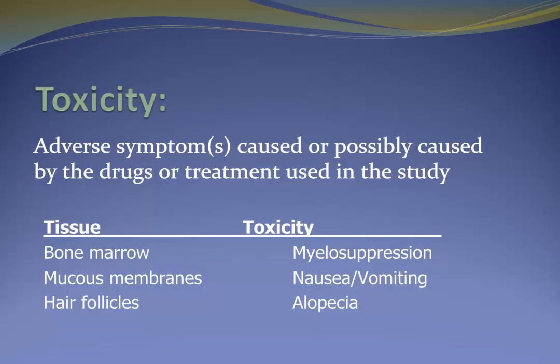The terms toxicity and adverse event are used almost interchangeably throughout the protocol. Toxicity is defined as adverse symptoms caused or possibly caused by drugs or treatment used in the study. From the table on this slide, you can see examples of some toxicities that arise due to chemotherapeutic agents that target rapidly dividing cells, such as those found in the bone marrow, mucous membranes, and hair follicles. Although some areas of the protocol may say toxicity, we are collecting all adverse events unless otherwise specified.